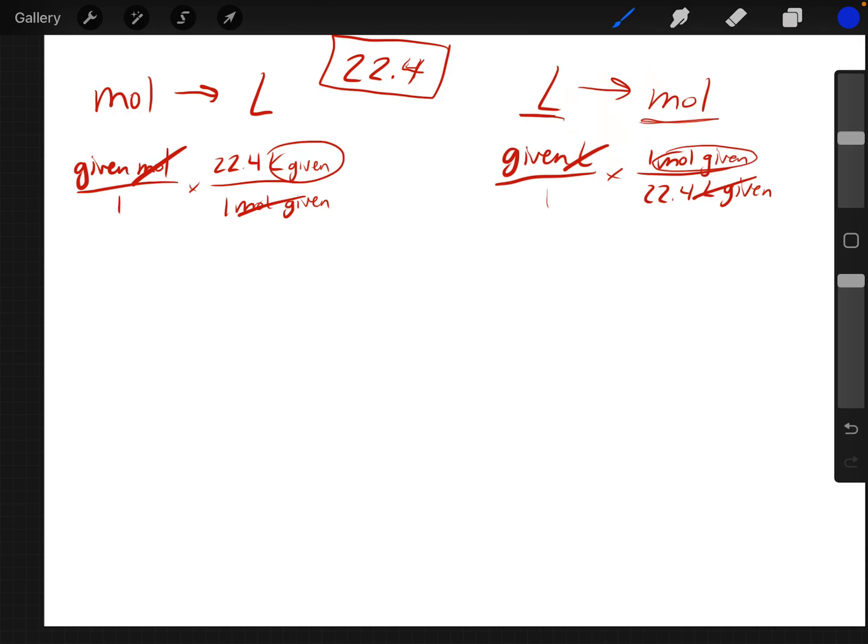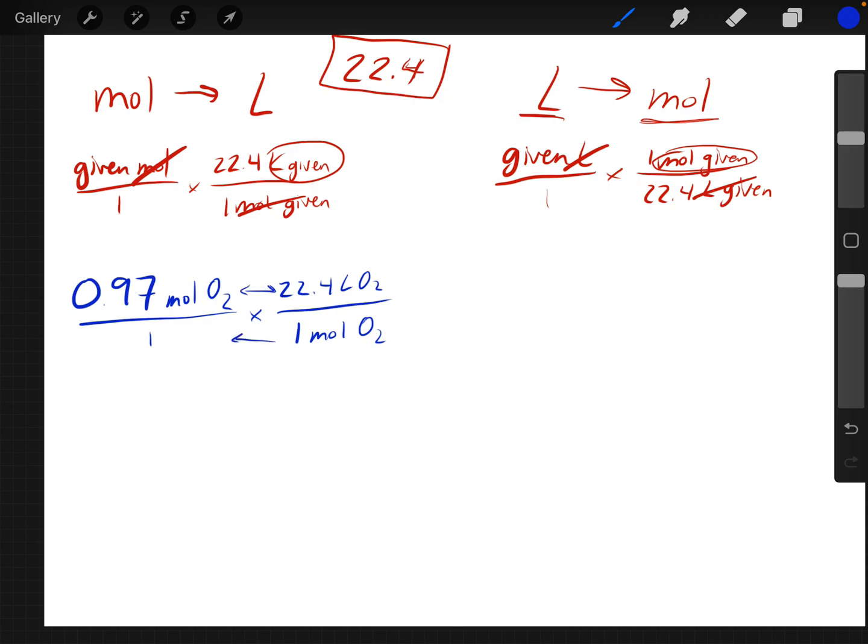So let's do some really quick examples here. Let's say I was given 0.97 moles of oxygen, and I wanted to know how many liters that took up. So I'm going to go ahead and say 1 mole of O2 on the bottom, 22.4 liters of oxygen. I'm going to multiply across the top, multiply across the bottom, and then divide that top answer by that bottom answer.